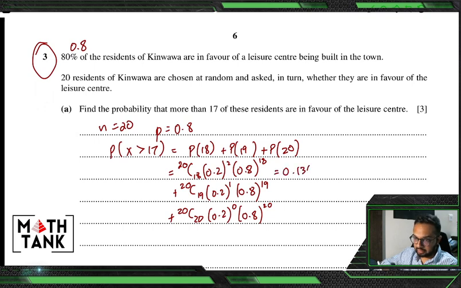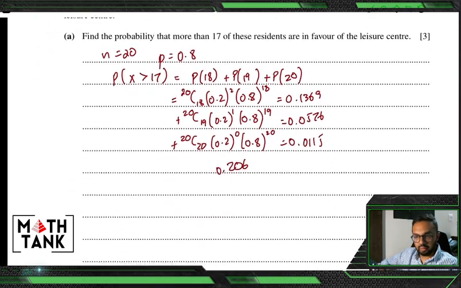This is 0.1369, 0.0576, and 0.0115. I can just then add them. I could also have done it all together and it wouldn't have made a difference. So you can do that if you want. 0.206.